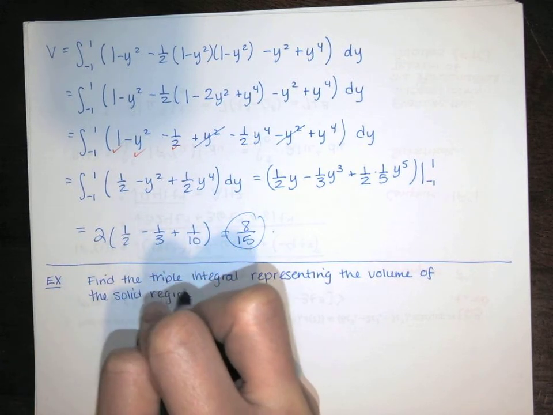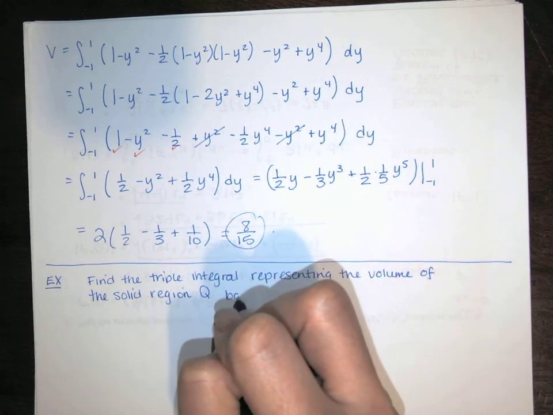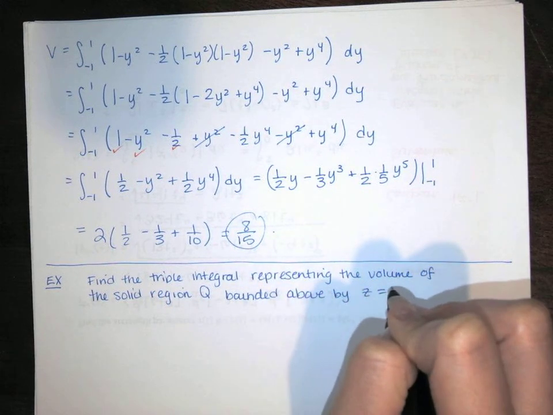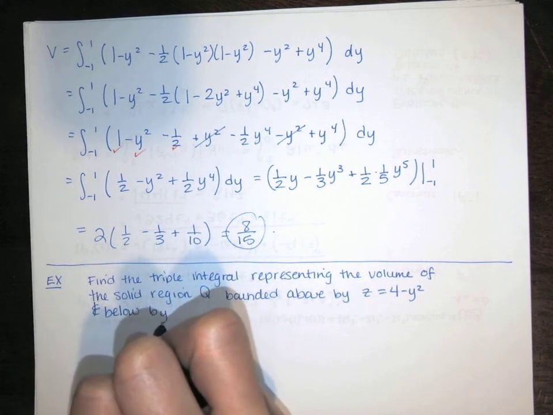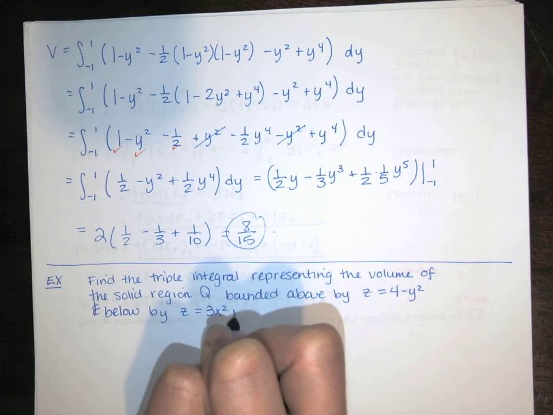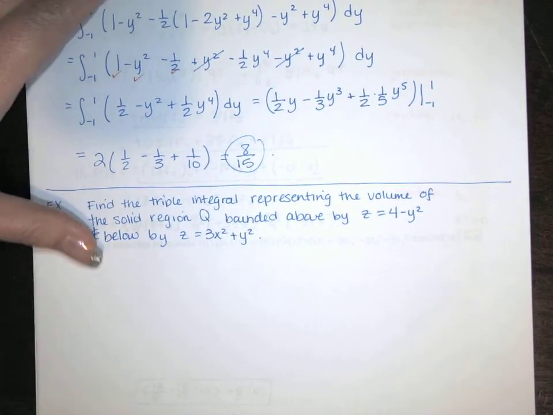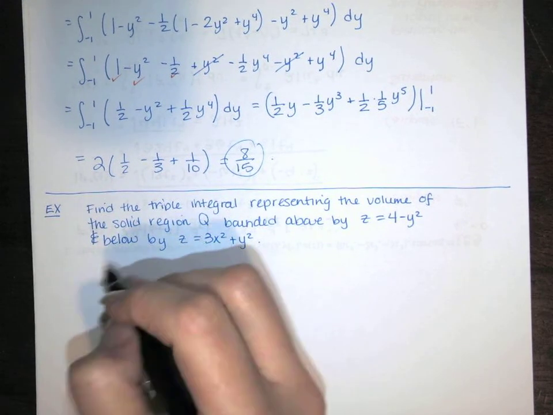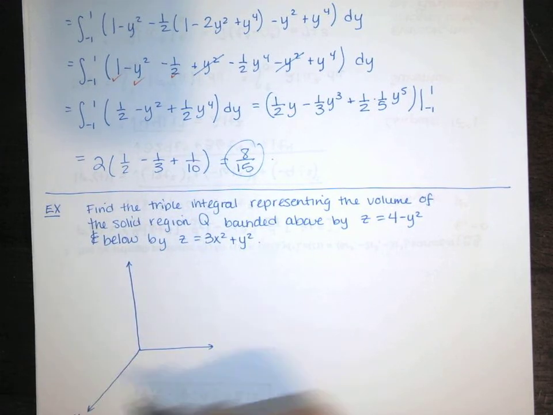So we're trying to find the triple integral representing the volume of the solid region Q, bounded above by z equals 4 minus y squared, and below by z equals 3x squared plus y squared. This one's a little odd. That's okay. The first thing that I would do for this is sketch it. And it doesn't have to be a perfect sketch, it just has to be a good enough sketch for us to get a sense of what's going on.